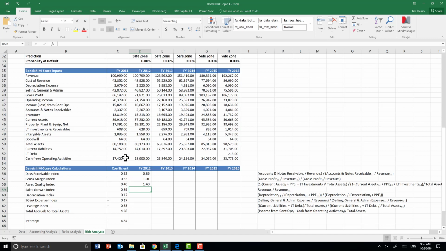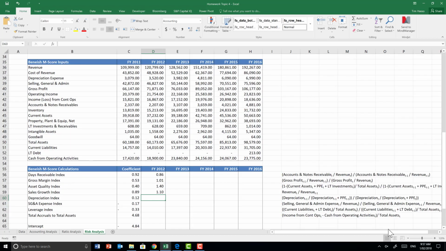So again, if you don't get that number, you probably made some silly little mistake somewhere, so just go and check. So for the sales growth index, it's merely the revenue this year compared to the revenue last year. So it's quite an easy one. Enter. For the depreciation index, again, you just follow the hints here on the right hand side.